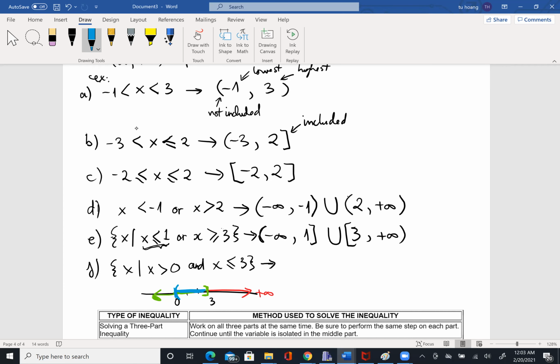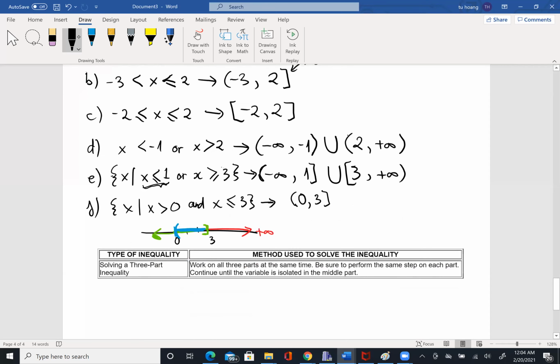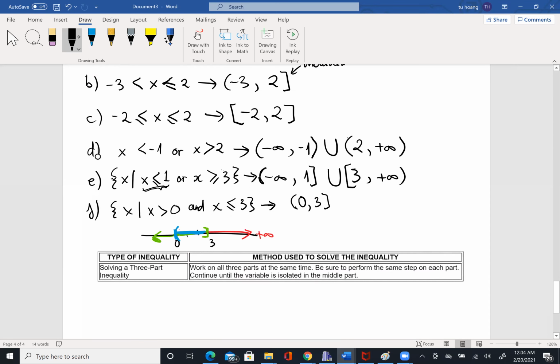So I will say this is interval notation from 0 to 3. 0 is not included, but 3 is included.